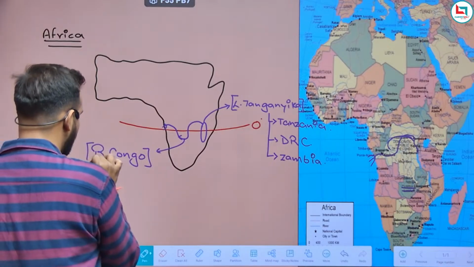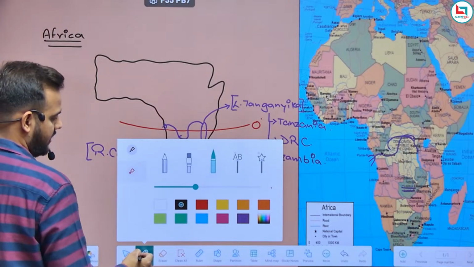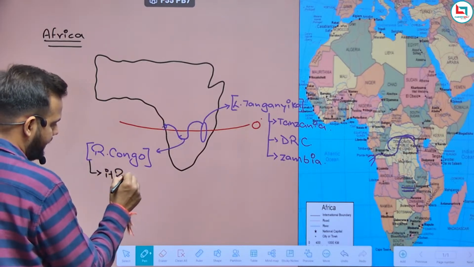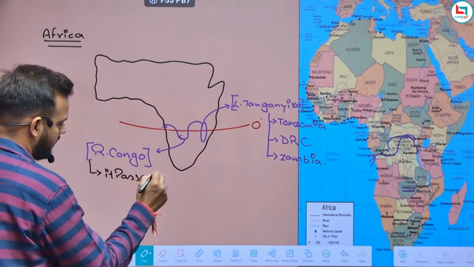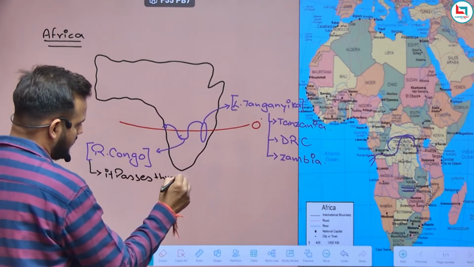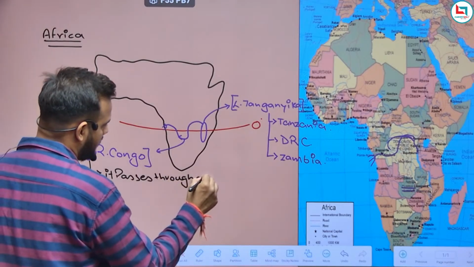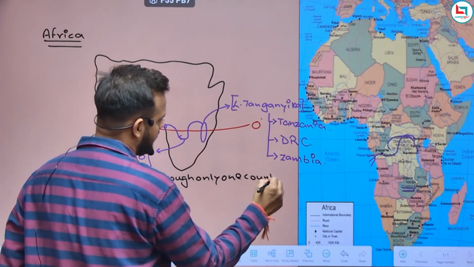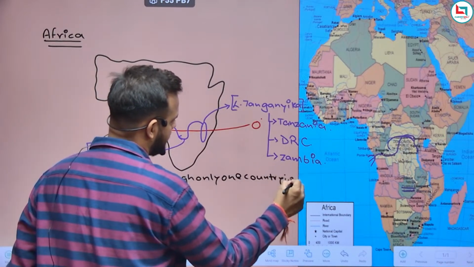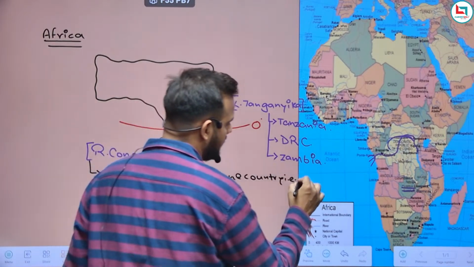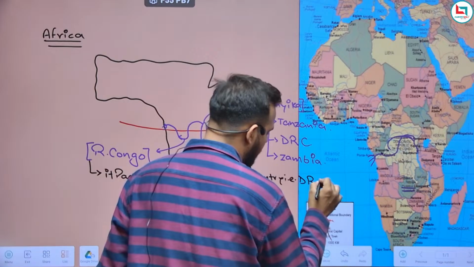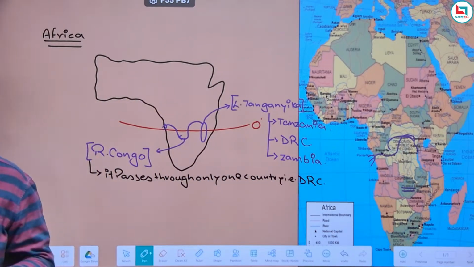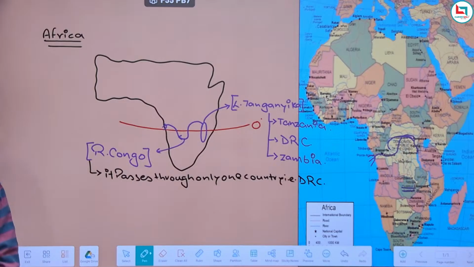River Congo, write down the characteristic. It passes through only one country, that is the Democratic Republic of Congo. This particular river passes through only one country, which is known as the Democratic Republic of Congo.